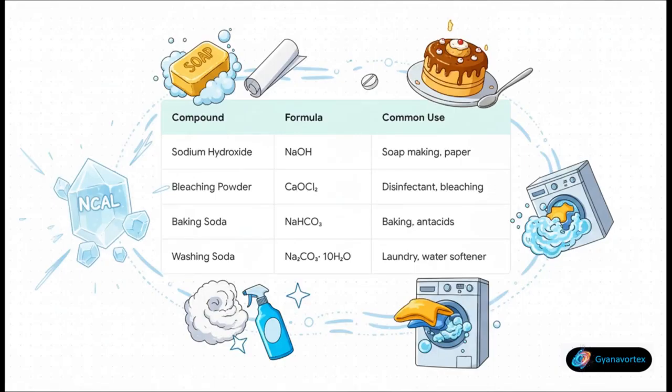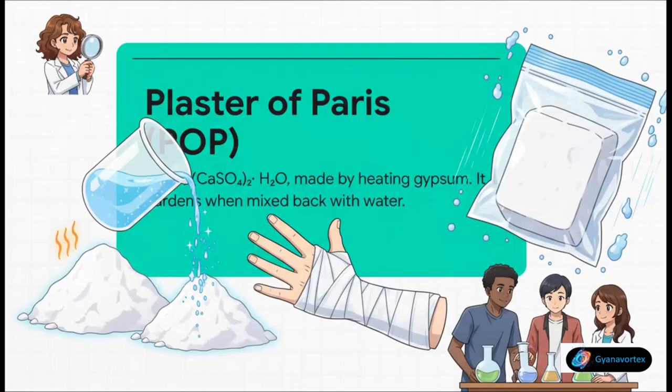It's wild. And there are other amazing salts out there too. Take plaster of Paris. It's what's used for casts and molds. It's made by heating up a mineral called gypsum. But a special trick is that when you add water back to it, it sets into a hard solid. And that's exactly why you have to store it in a totally moisture-proof container, or it'll harden into a useless block right there in the bag.